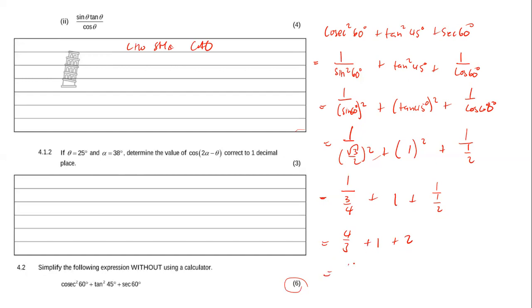And therefore here we have 4 over 3 plus 2, since 1 plus 2 is 3. Therefore the LCD is going to be 3. Here we're going to have 4, and 3 multiplied by 3 is 9. And therefore here we're going to have 3. So what will 4 plus 9 be? 4 plus 9 will be 13 over 3. And this will be our final answer for 4.2.2.